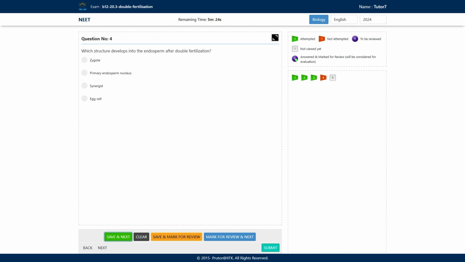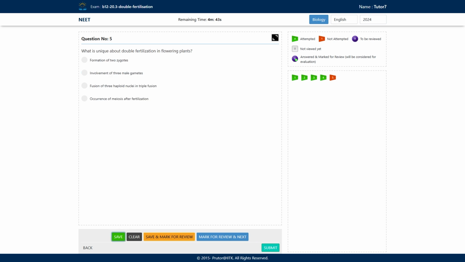Which structure develops into the endosperm after double fertilization? Let us see the options. A, zygote. B, primary endosperm nucleus. C, synergid. And D, egg cell. Which structure develops into the endosperm? Second, PEN, primary endosperm nucleus. Very good. So we will opt for this as our correct answer, save and move to our next question.